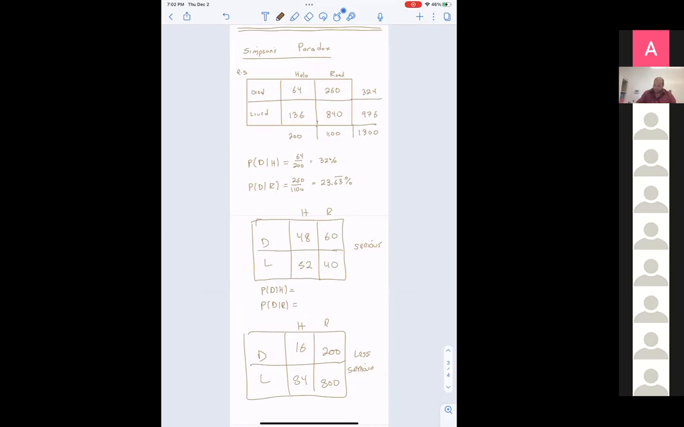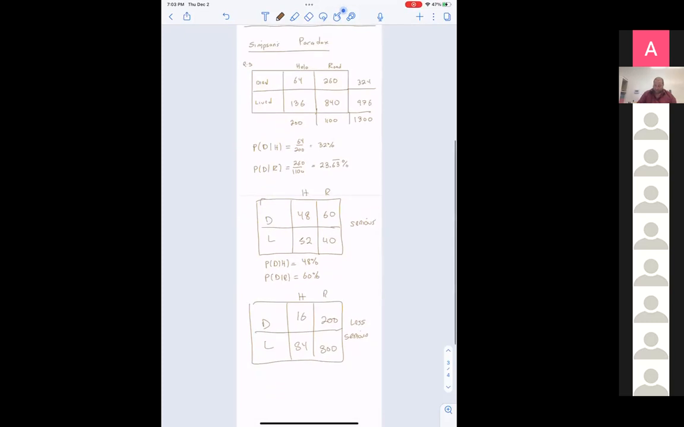48 over 100. Okay, 48 out of 100, 48%. And how about dying by road for the serious accidents? 60 out of 100. Okay, so that seems more like it, right? For the serious accidents, you're much more likely to die by going by road than you are to go by helicopter, correct? Yes.